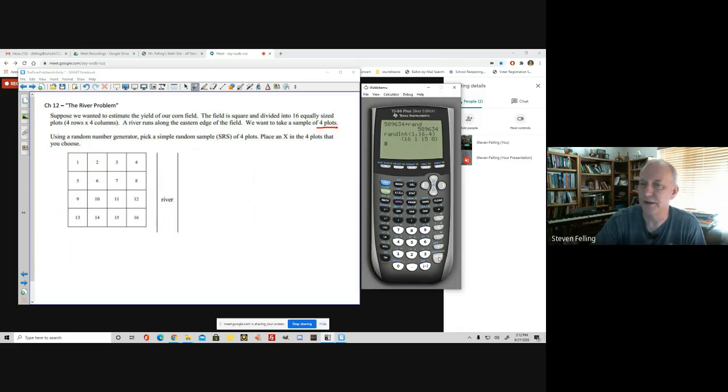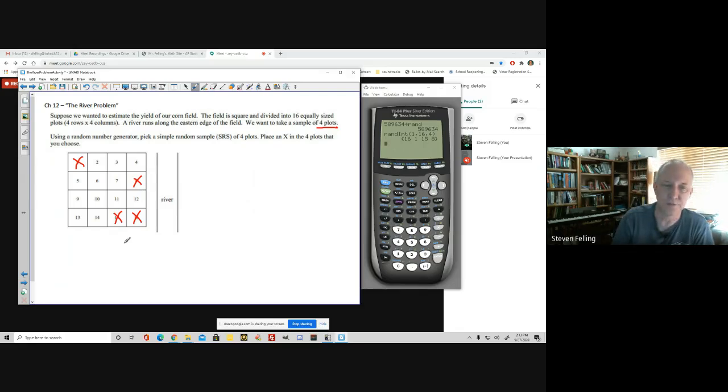So I'll hit that, and it's going to tell me 4 numbers here. So on your screen, if you've printed this out, you can say, I'm going to pick plot number 16, plot number 1, plot number 15, and plot number 8. Those are going to be my random sample of 4 of the 16 plots.